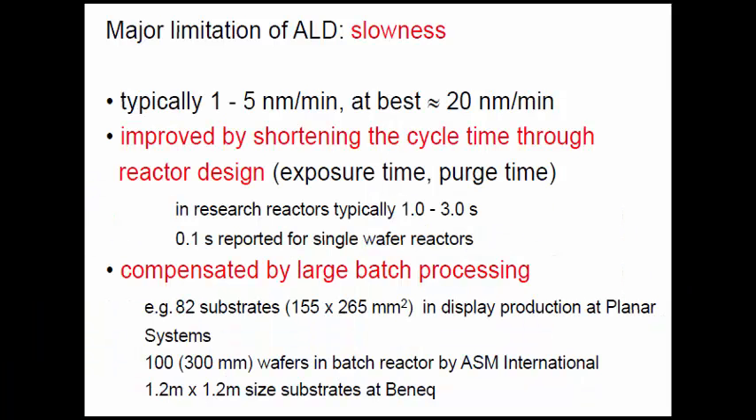The major limitation of ALD is slowness. We can build only up to 1 to 5 nanometers per minute typically, which can be improved by shortening the cycle time through reactor design. Research reactors typically take 1 to 3 seconds for each cycle, or 0.1 seconds reported for single wafer reactors. And we can also compensate for the time by using large batch processing. For example, 82 substrates in display production at Planar systems.